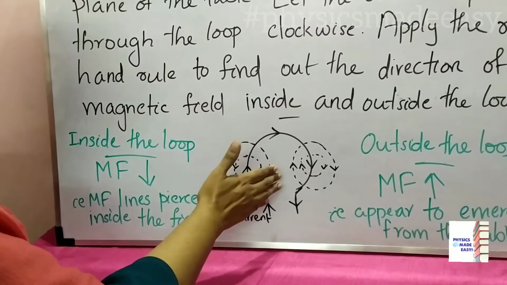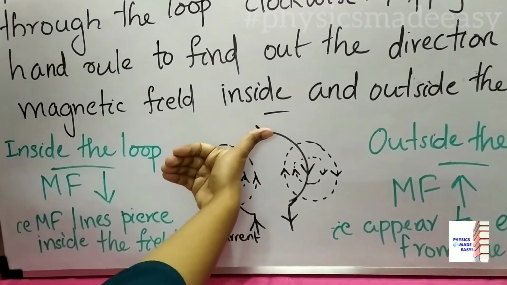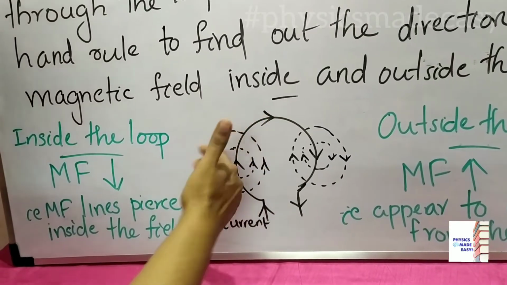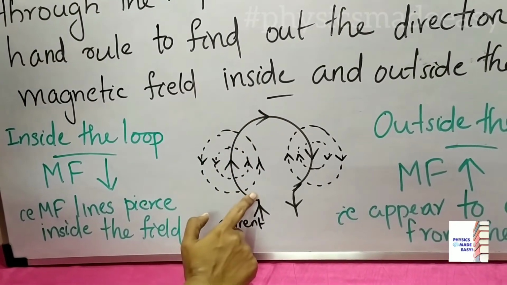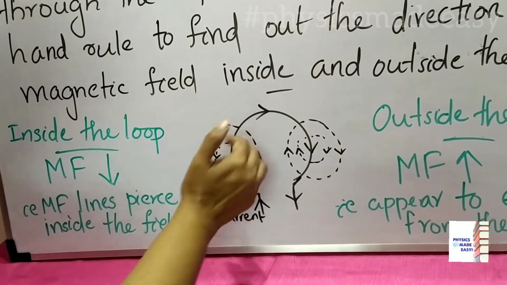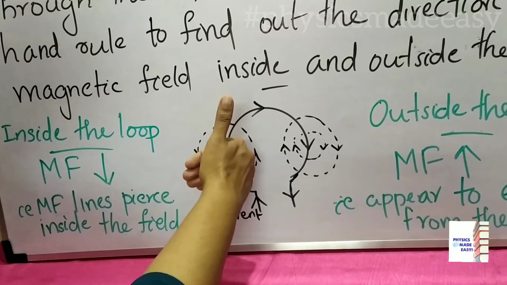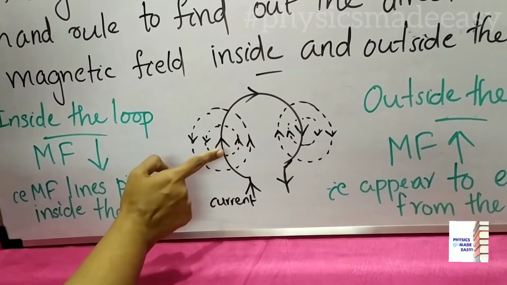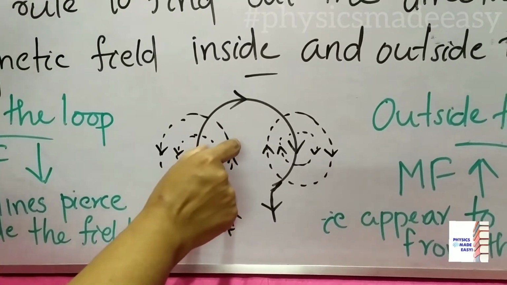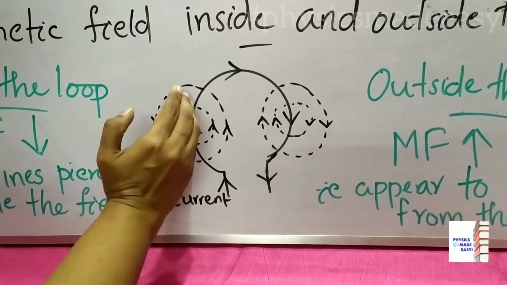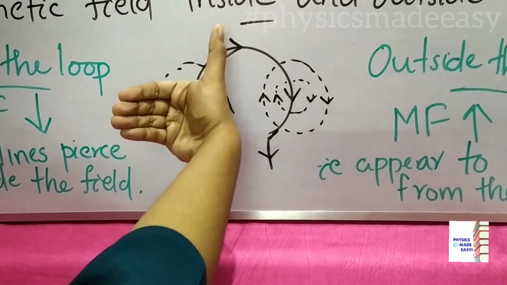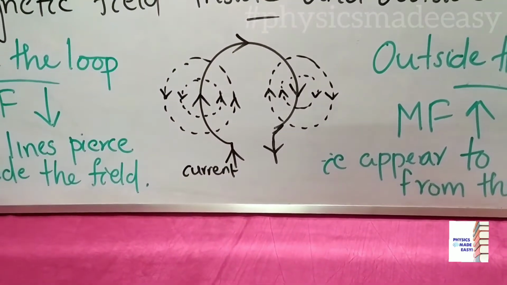in your hand. Now you can see, the thumb gives the direction of current, and the wrapped fingers give you the direction of magnetic field. So children, here you can see the current is in this direction. If you imagine that you are holding this, then you can see these magnetic field lines are piercing into the plane of the table and emerging from here. Outside the loop you can see the field is emerging from the plane of the table.